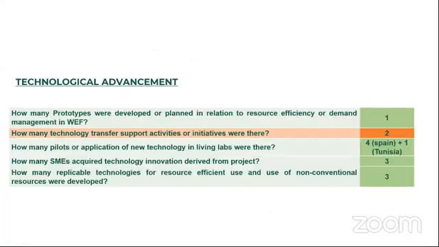The second table, yes, the technological advancement. Okay, so 1, 2, 3, 4, 5. We have 5 parameters out of the 5 that we requested. And the scores for those are, in order, 1, 2, 5, 3, 3.